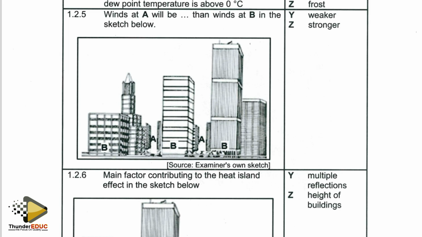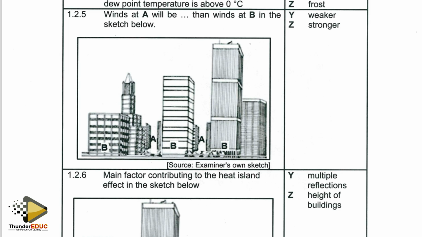If we check on B here, there is open space and there is free flow of air and wind flows freely across area B, which will imply that the winds will be less strong compared to the winds which will blow along channels at A.